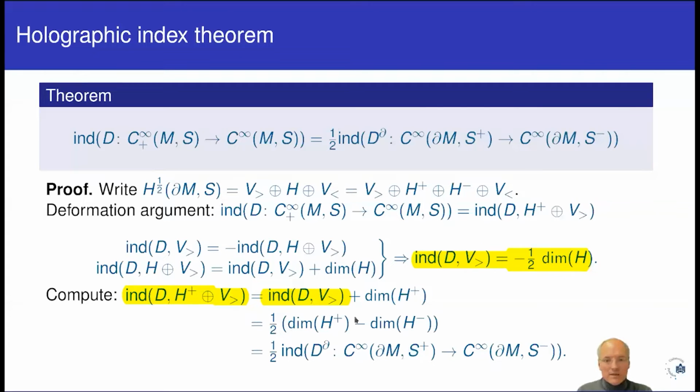And then we have to subtract 1/2 the dimension of the full space H. So then 1/2 of H plus remains, and 1/2 of H minus has to be subtracted. And this gives me 1/2 the index of the operator on the boundary. So that's basically the computation. And the crucial thing is really to find this separation between these two different boundary conditions. Okay, so that's the holographic index theorem.